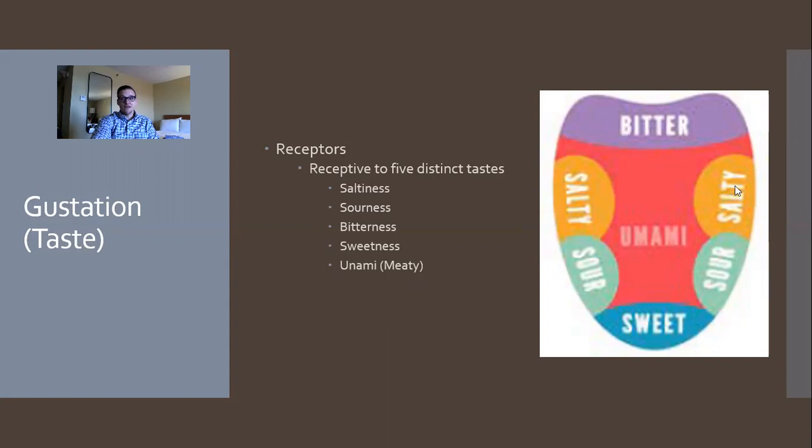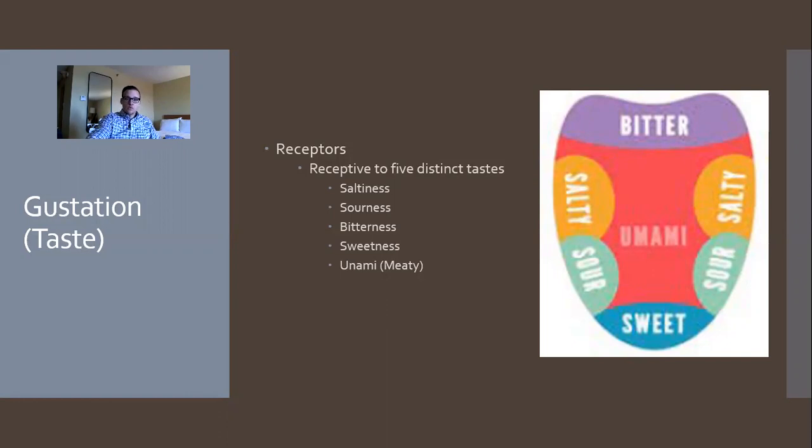But the largest concentration of salt receptors is back here. The largest concentration of sour receptors is here, etc., for the others as well. So it's not that reception of that taste is only localized to these areas mapped out here. They're spread across the entire tongue, but there's a higher density of those receptors at various areas across the tongue.